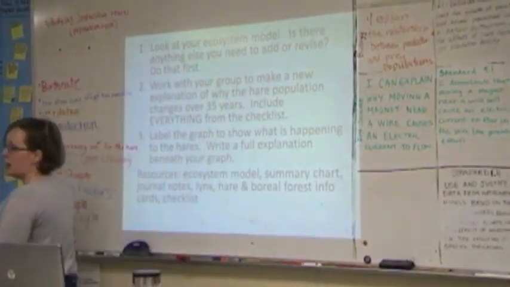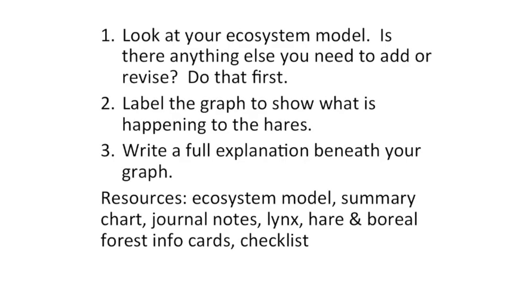I want you to look at your ecosystem model. That's the one that you cut out the pictures and looked for connections for. See if there's anything that you want to add or revise. Do that first. Then work with your group to make a new explanation of why the hare population goes through the cycle. And it says 35. I'll change it to 18 years because I wanted to provide you a zoomed-in graph so it'd be easier to label. So I'm going to label the graph to show what is happening to the hares and then write a full explanation beneath your graph.